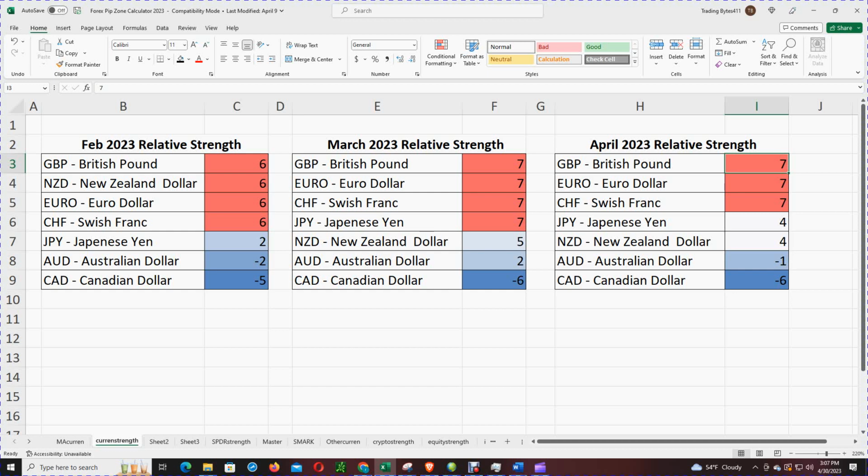So what I would do with this analysis is look at trading the stronger currencies against the weakest currencies. So I would look at the pound, euro, and Swiss franc, and see if I can trade them against the Aussie and the Canadian dollar. So maybe I'll do a video analyzing how I would use the metric, relative strength, for the month of April.